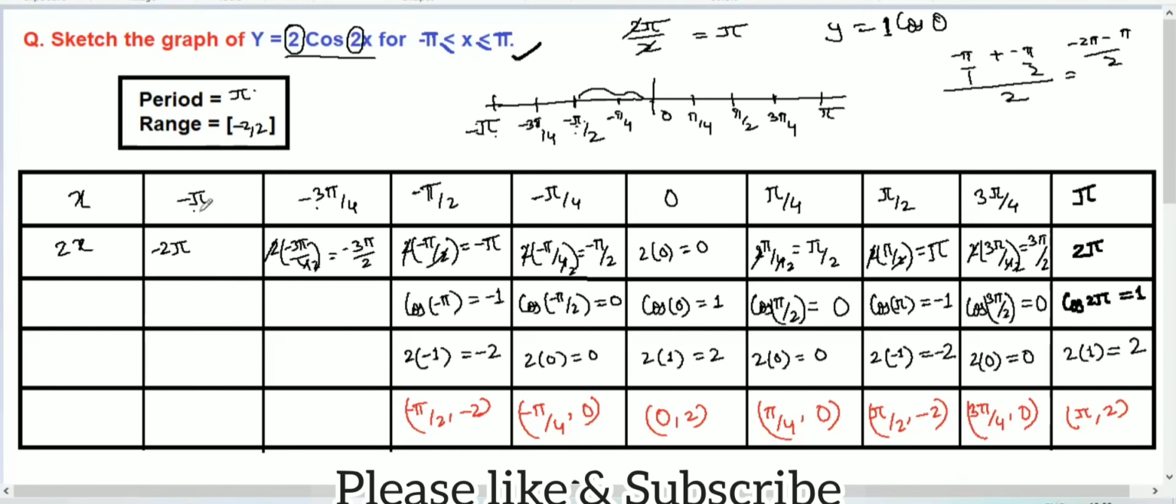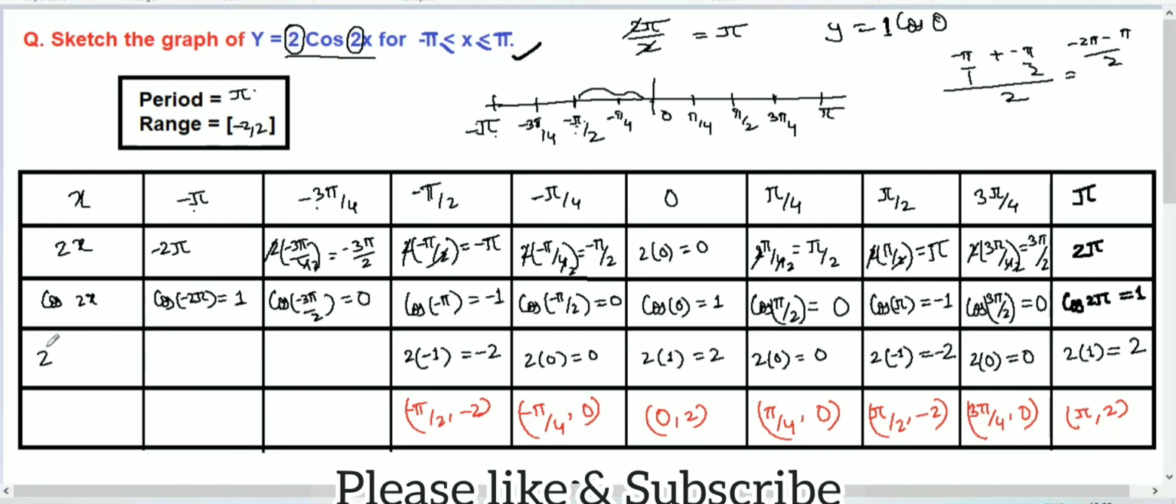Then we have to take cos of 2x, which is this one. So cos of minus 2 pi, calculate it from the calculator, you will get 1 here, and then cos of minus 3 pi over 2, you will get 0 here. Then cos 2x we have taken here. Then we need to multiply cos of 2x by 2. I have final value of cos 2x is 1.